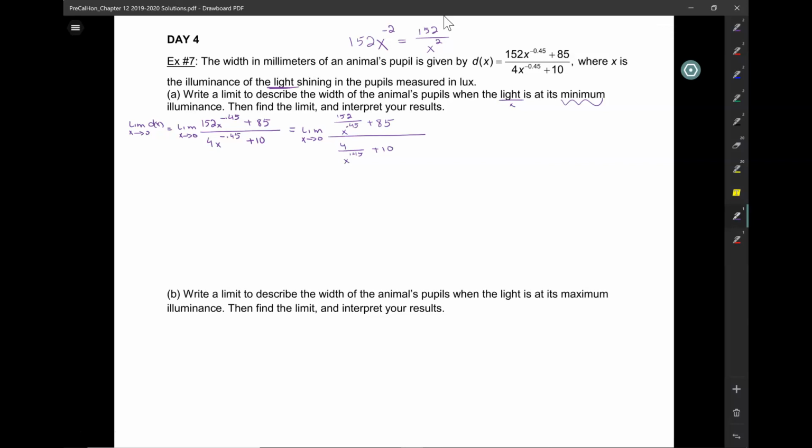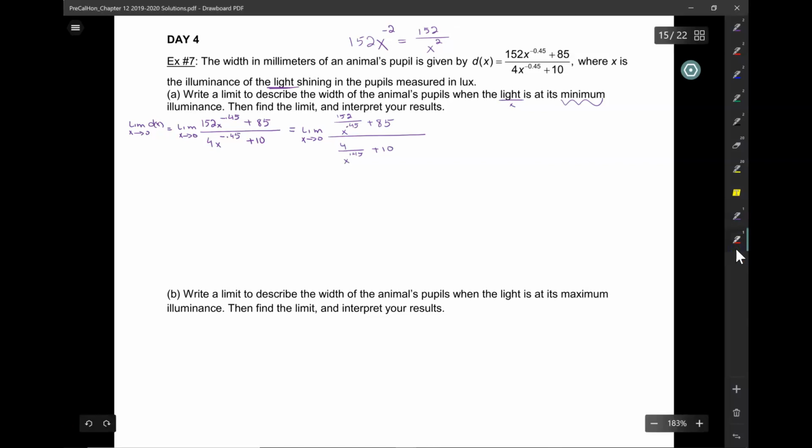Well, that is a bit of a mess. Yes, it is, because we're still not at the point where we can simplify this. So what I'm going to do right now is get rid of that bottom x to the power of 0.45. So what can I do to do that?